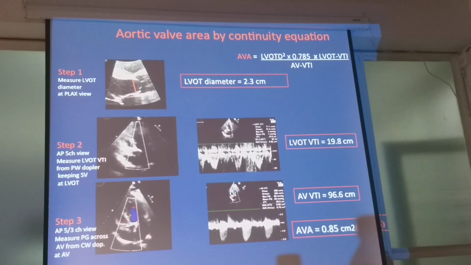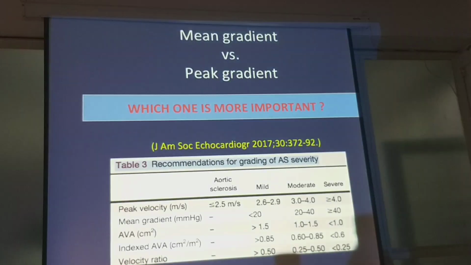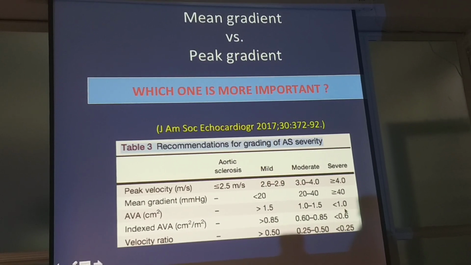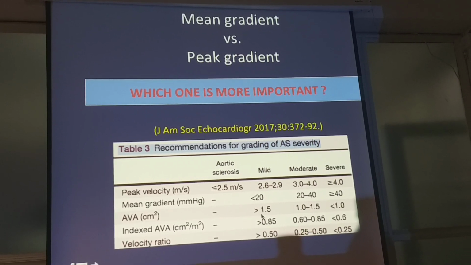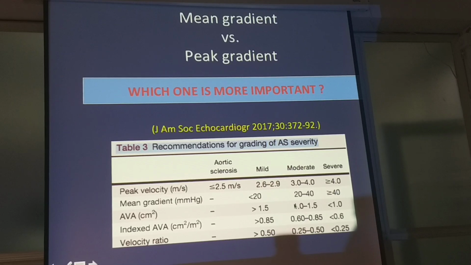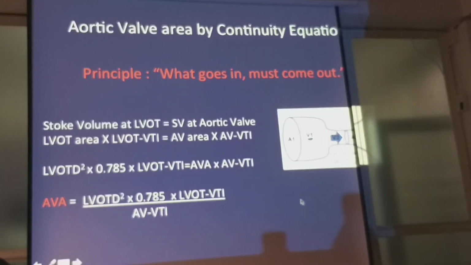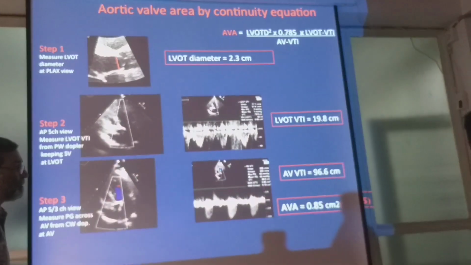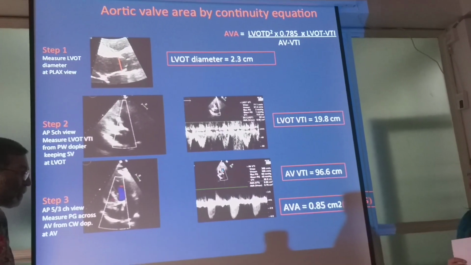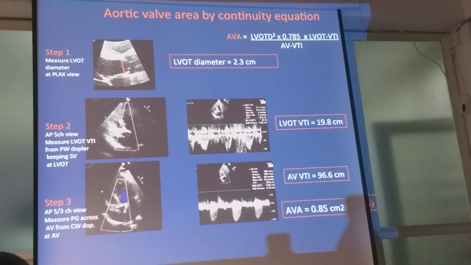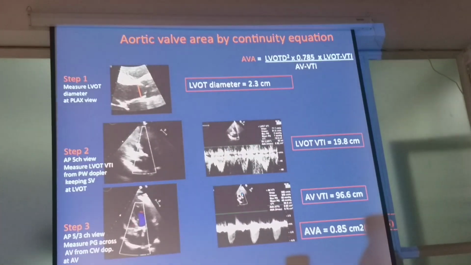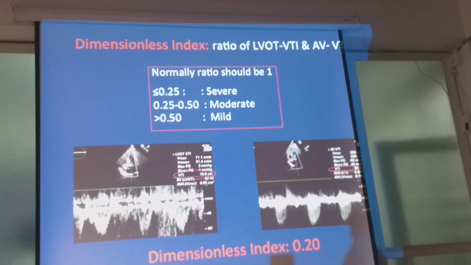Now look at the ASE guidelines. Aortic valve area less than 1 severe, more than 1.5 mild, 1 to 1.5 is moderate. So my case is severe aortic stenosis. Clear? And then next, an important thing is the dimensionless index. Dimensionless index. See?